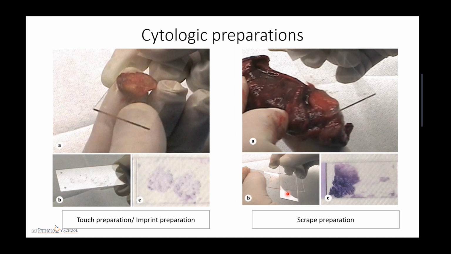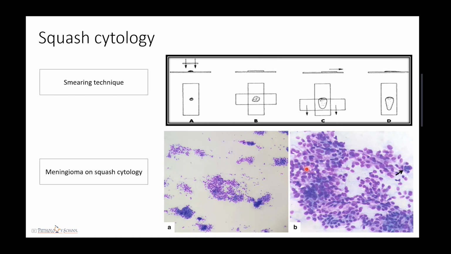Now, these are the different cytologic preparations. First, here you can see touch preparation or imprint preparation. Next, here we can see scrape preparation. Then this is squash cytology. Squash cytology we usually use for CNS tumors.